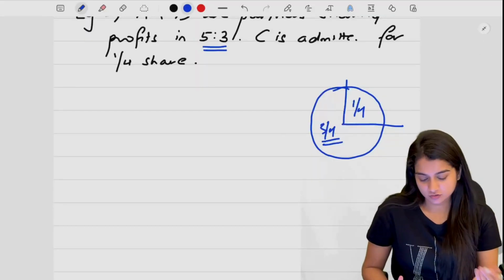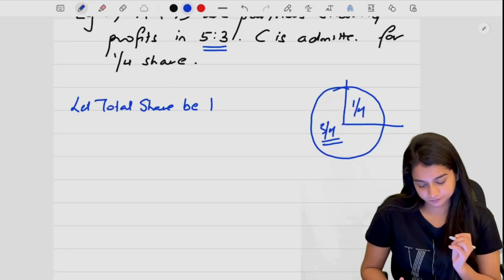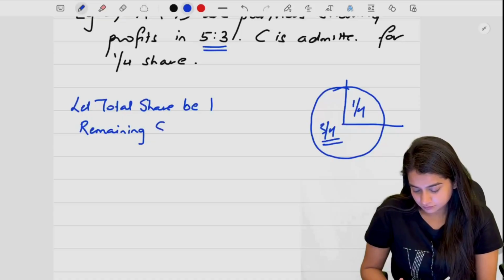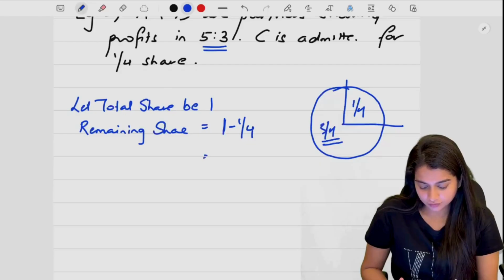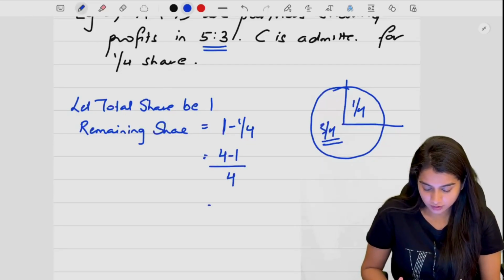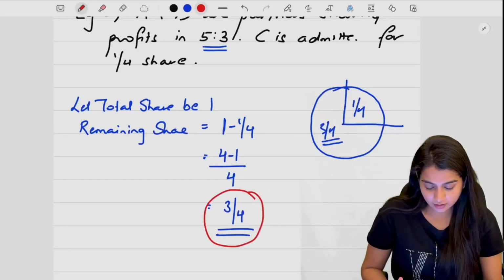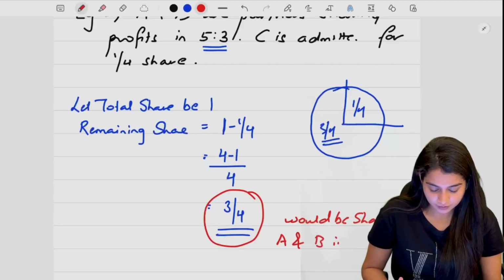So how do we do the presentation? The first thing you do is let total share be 1. That means the remaining share is equal to 1 minus 1/4. Do cross multiplication. We will do 4 minus 1 upon 4. So that means the remaining share is 3/4. Now this 3/4 would be shared among A and B. In what ratio?